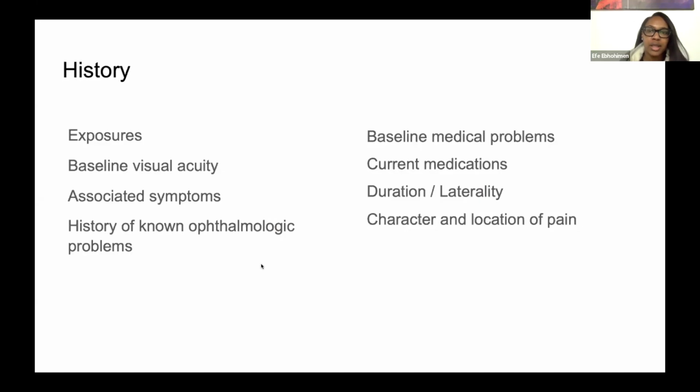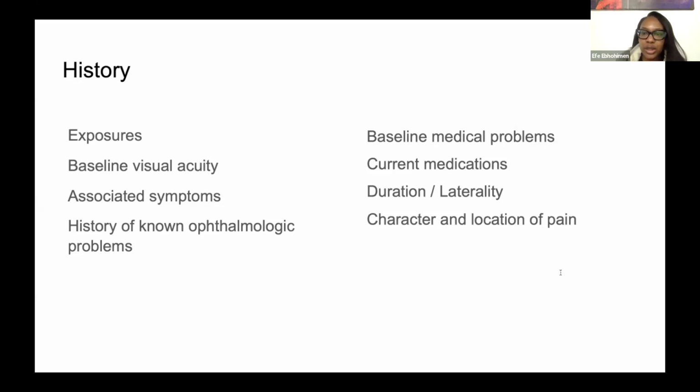So obtaining a detailed history of an eye complaint is just as important as any other presentation in the ED. The differential diagnosis of red eye can be narrowed down rapidly with simple baseline questions like you guys stated. How's your vision? Do you have any pain? Any history of any injuries? So really be targeted with your questioning.